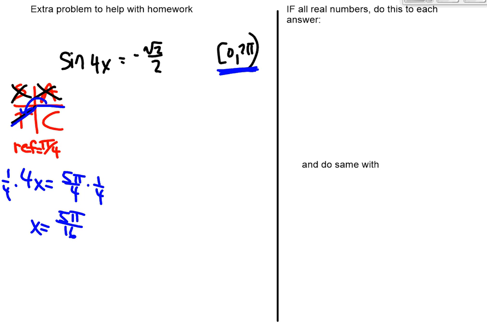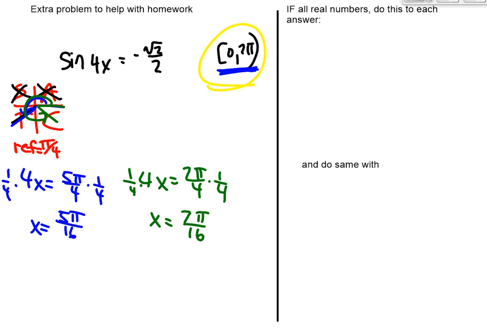And then if my interval is 0 to 2 pi, my other angle, which would go all the way around there, gives me 4x equals 7 pi over 4, same thing we had a minute ago. When I multiply by 1/4 on both sides, then x equals 7 pi over 16. And so if my interval is from 0 to 2 pi, not including 2 pi, then my solution is this.